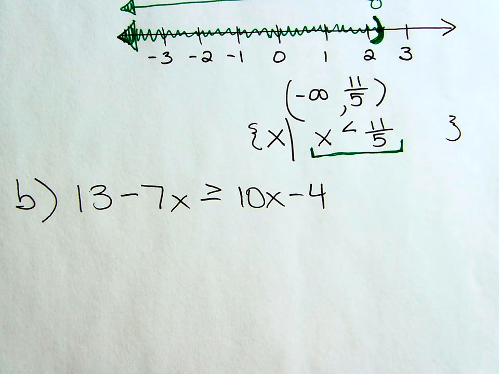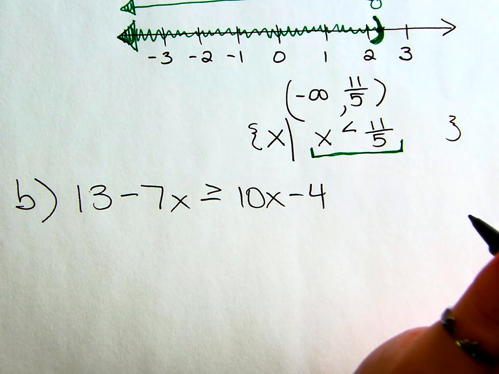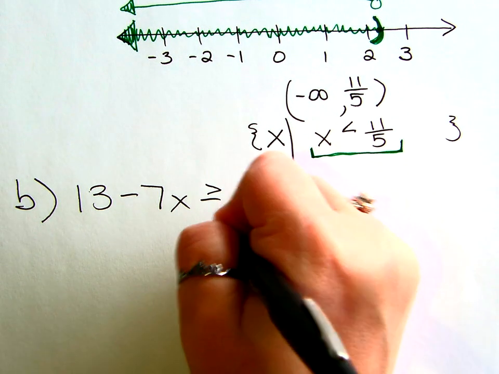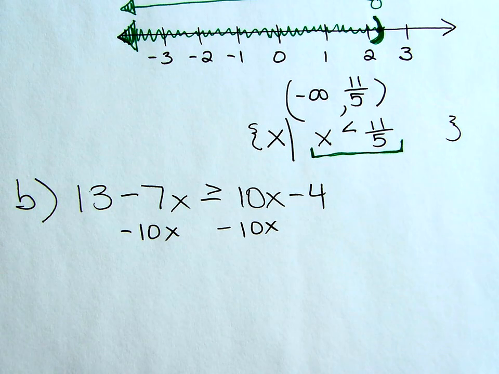B, we have 13 minus 7x is greater than or equal to 10x minus 4. I know I just said that I like to keep my x's positive, but I'm going to go against the grain this time because I want to show you something that happens. So I'm going to subtract my 10x to the left. Now, you don't have to. If you want to keep your x's positive and you want to add your 7x over, that's totally fine. You're going to get the same answer I'm going to get.